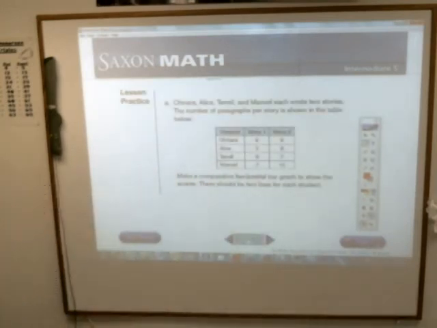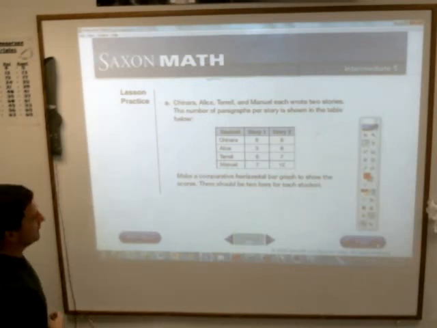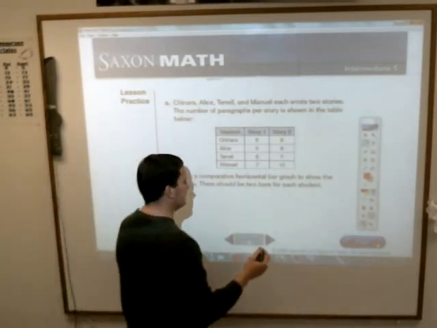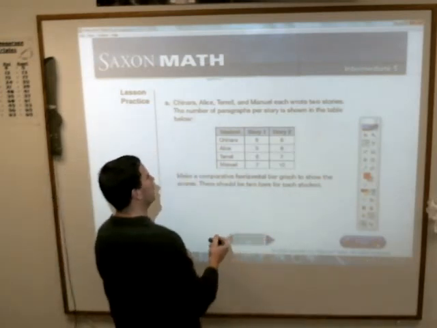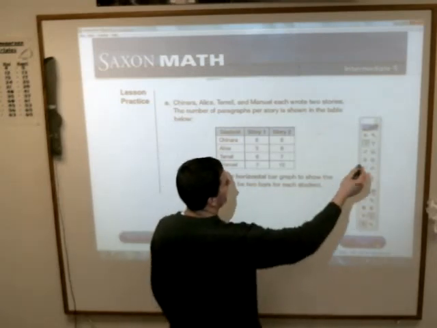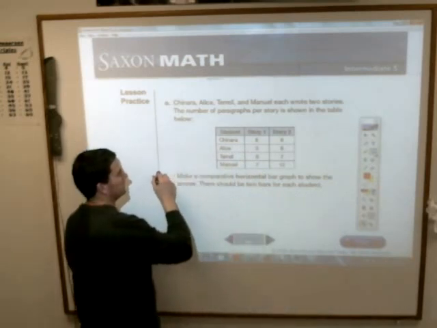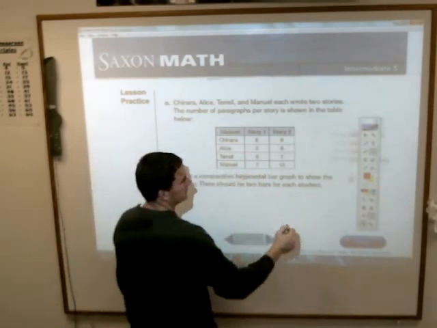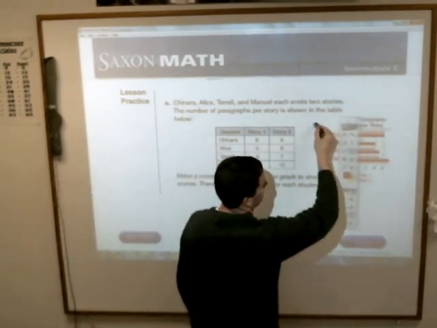Let's take a look at letter A here. Make a comparative graph: Chinera, Alice, Terrell, and Manuel each wrote 2 stories, and the number of paragraphs per story is shown below. Make a comparative horizontal bar graph to show this. There should be 2 bars. What would that look like? Let's say we were going to make this graph. Oh, well, there's what it looks like.